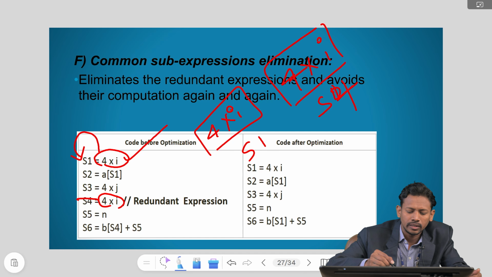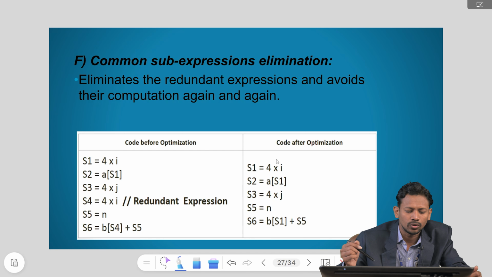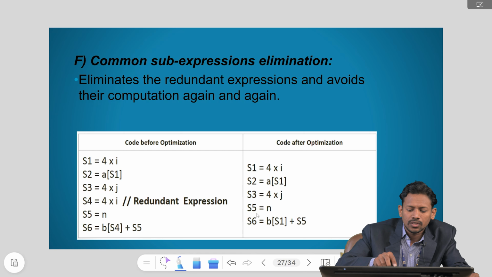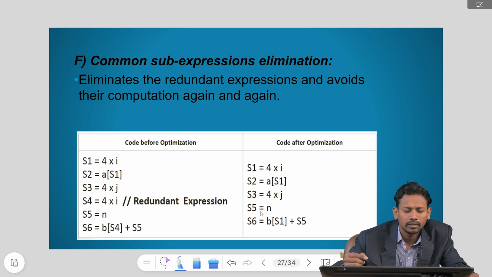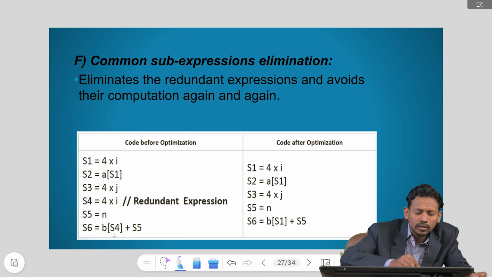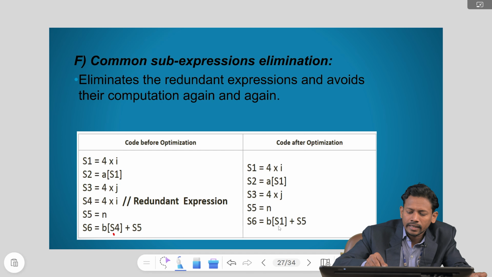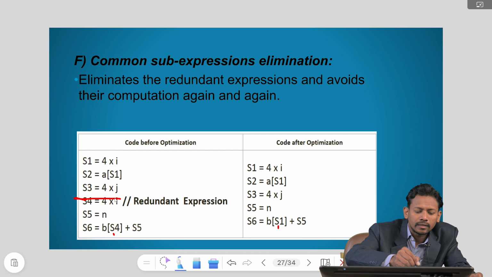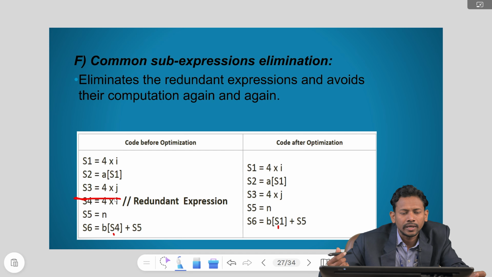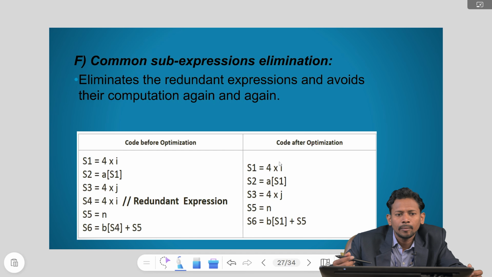That is what we observed in this code. In this program, statement 5 has the same expression, 4 into I. If you observe the code before optimization and the code after optimization clearly, instead of S4 we have substituted the S1 value directly. We eliminated this expression completely so that we saved CPU time. This is one of the techniques in code optimization, known as the common sub-expression elimination technique.